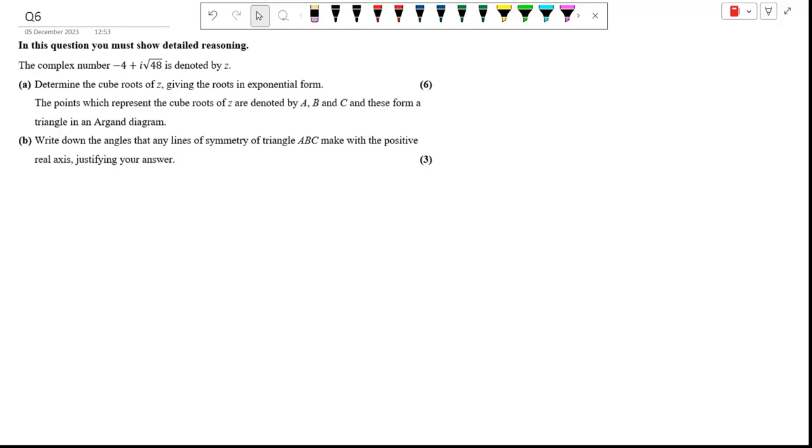The complex number minus 4 plus i root 48 is denoted by z. Determine the cube roots of z, giving the roots in exponential form. So, let's do that. z is equal to minus 4 plus i root 48. If we sketch that, it's minus 4, so 4 to the left, up root 48. So somewhere there. That's z.